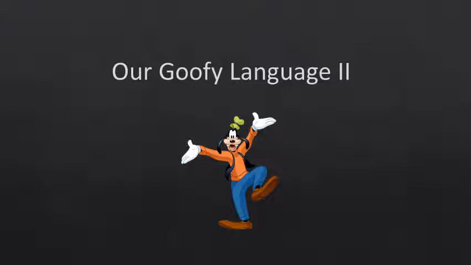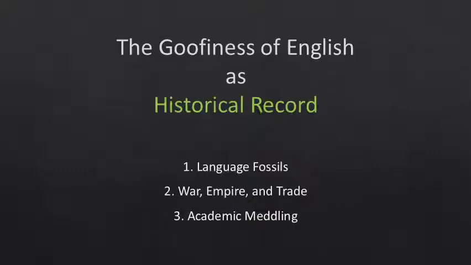Our Goofy Language 1 was basically a what lecture. It was an analysis of the different kinds of irregularity, primarily in English spelling. This is a why lecture, a how did things get to be that way lecture. There are going to be three parts to it. It turns out the goofiness of English spelling is in fact a historical record. There's a reason for all that irregularity. In fact, there are three reasons we'll go over.